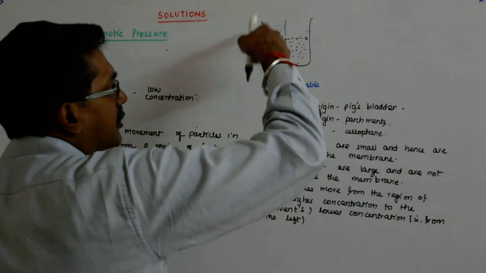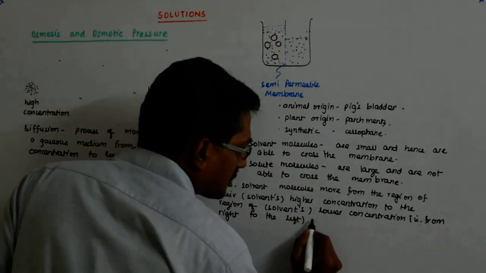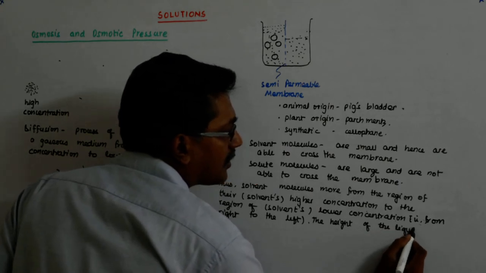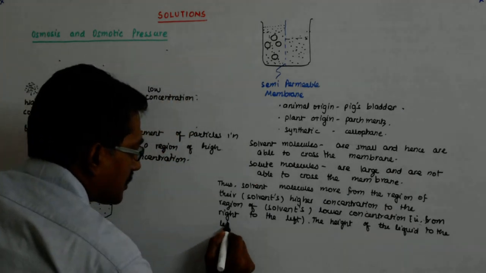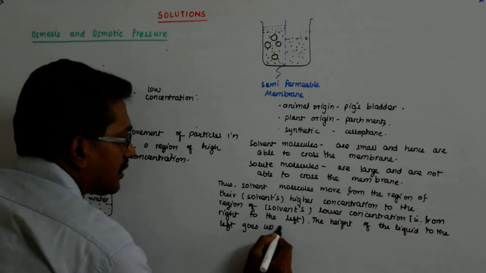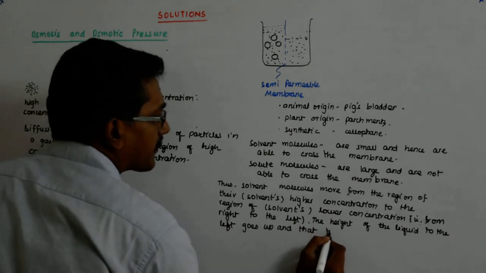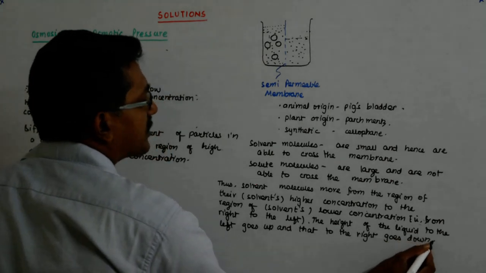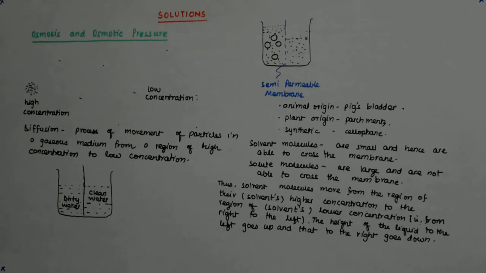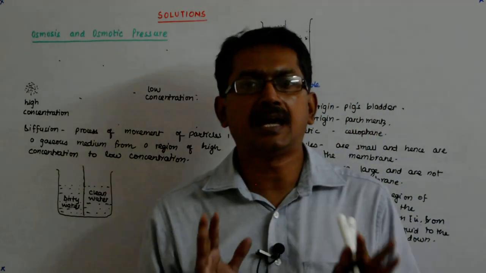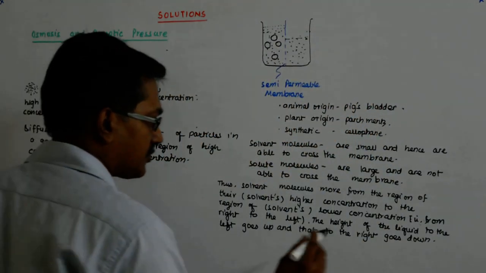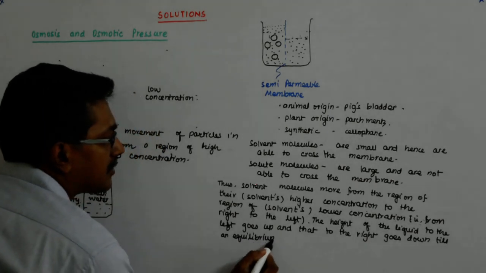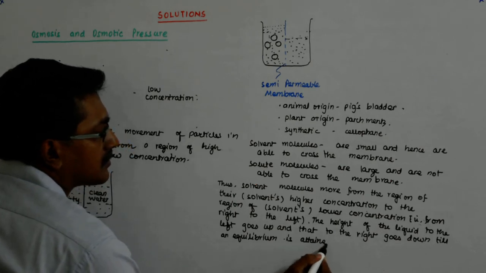In this process, the height of the liquid to the left goes up, and that to the right goes down. It will happen. And at one point of time, an equilibrium will be reached. It goes down till an equilibrium is attained. Correct?